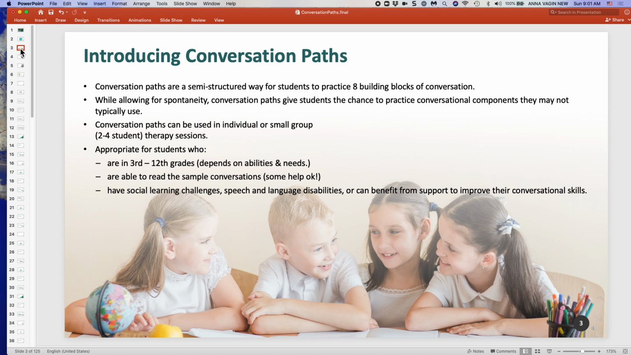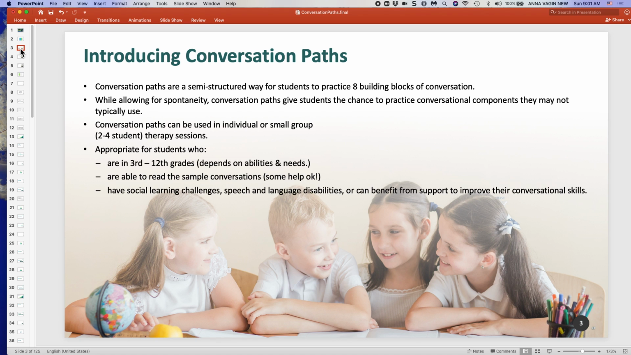The point of Conversation Paths is to give students a semi-structured way to practice conversation. There are lots of components, and sometimes our students will gravitate toward using one, perhaps talking about their interest, more than asking questions about the other person, and we want to give them practice in that.